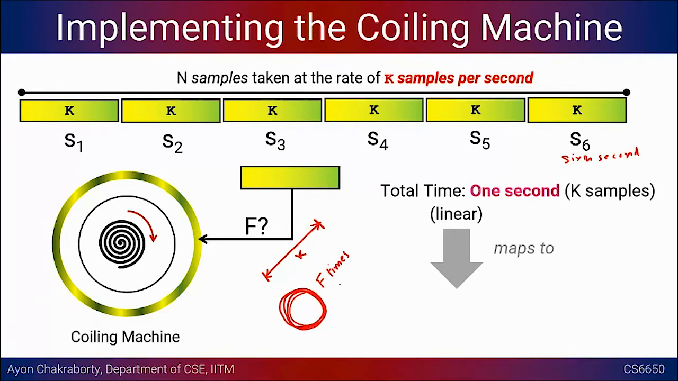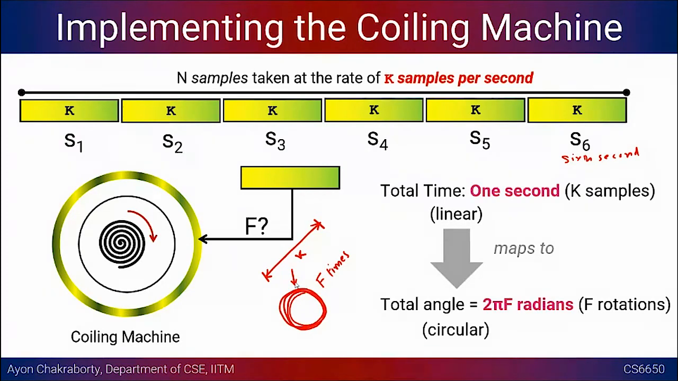So what will be the total angle that will be wrapped? What will this map to? We are trying to find out. Yes, 2 pi f radians. Exactly, so 2 pi into f. We are making f rotations, so 2 pi into f will be the total value of the angle spanned by the k samples. So 1 second will map to 2 pi f radians in the circular domain.